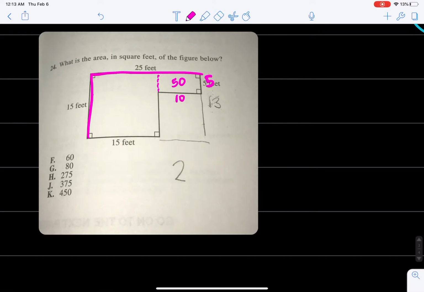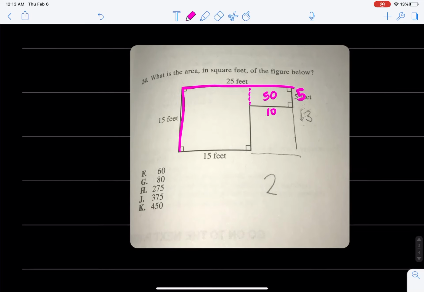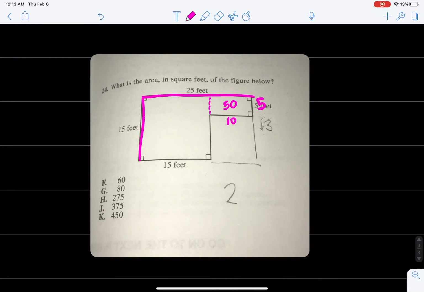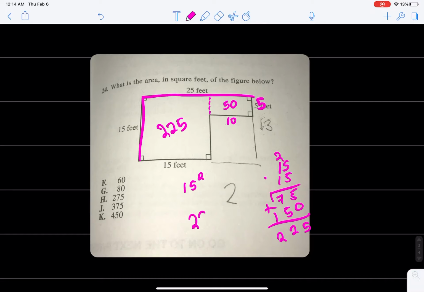Now, if this is 15, and that's 15, then that's a perfect square. I don't know, 15 squared? Okay, it's 225. So then you add them. It's H.